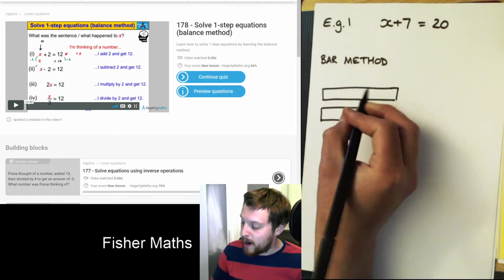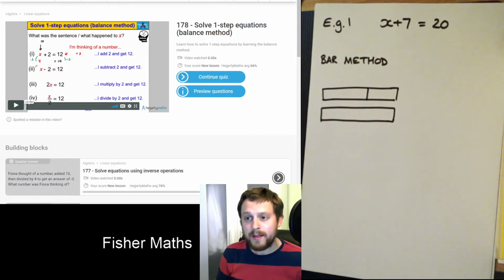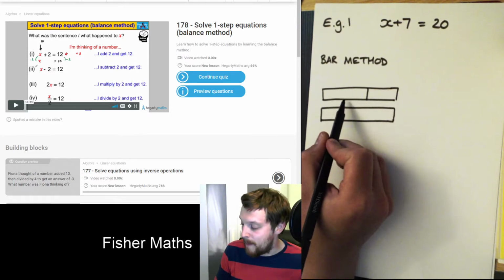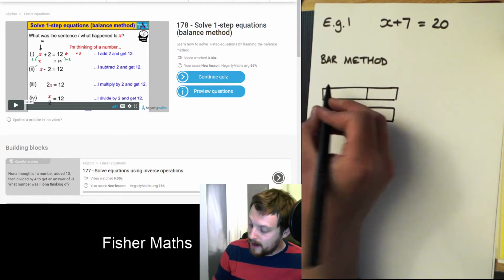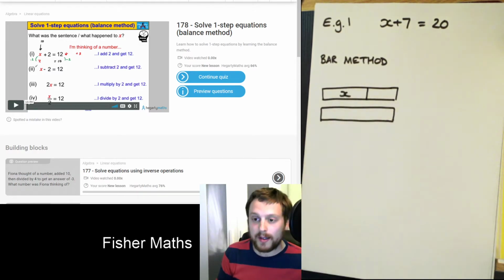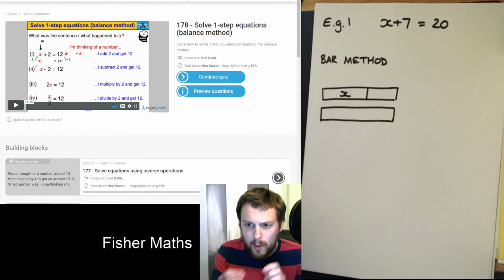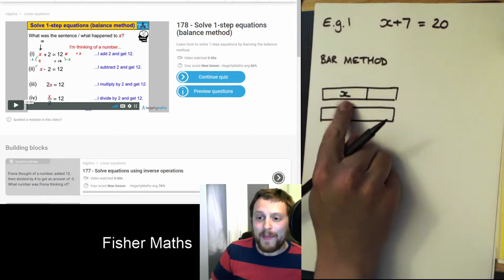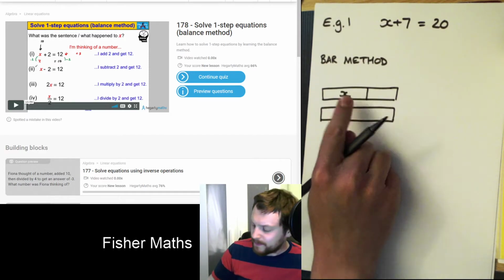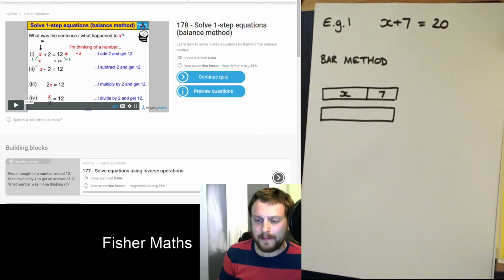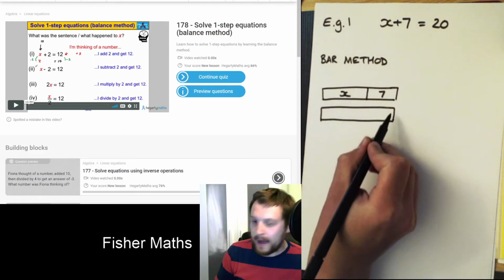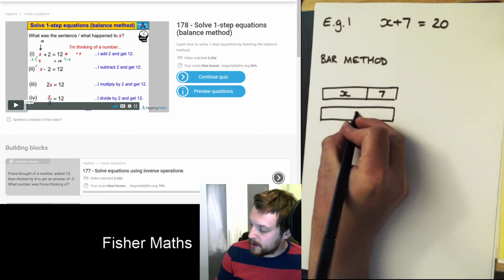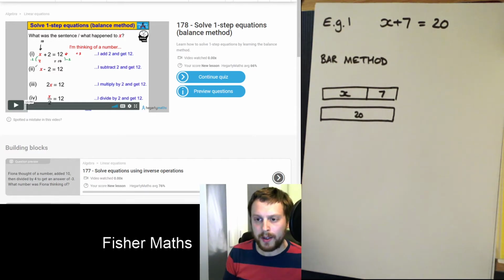So I'm gonna split this bar into 2, and it doesn't really matter where I put that line either. I'm just gonna put it there because why not? This bit here is going to be the x. So we're pretending we don't know that x is 13, but anyway, bear with me. This is x, so whatever x is. And then this bit is 7. And then this bar here is literally just one bar, doesn't need to be split up. And I'm just going to write 20 in there. That's what I'm going to do.